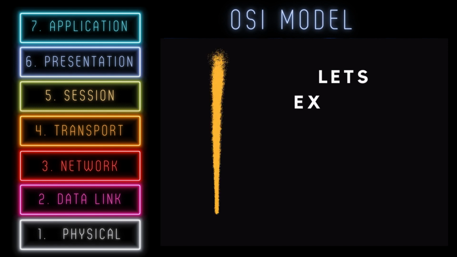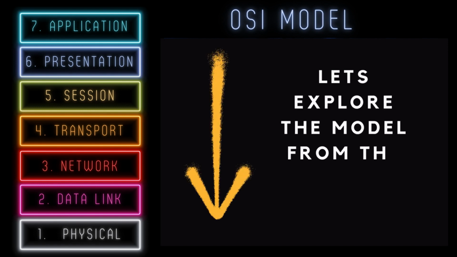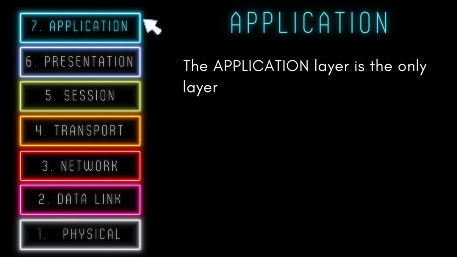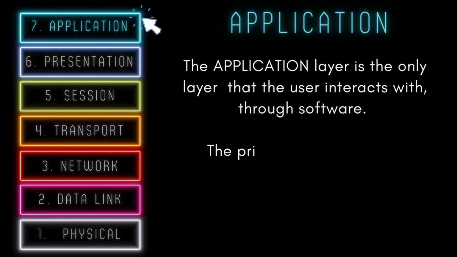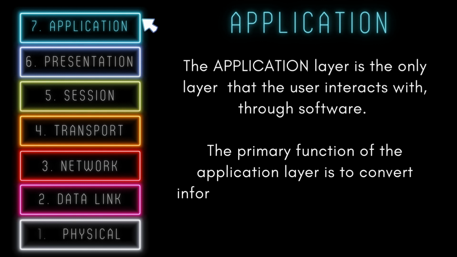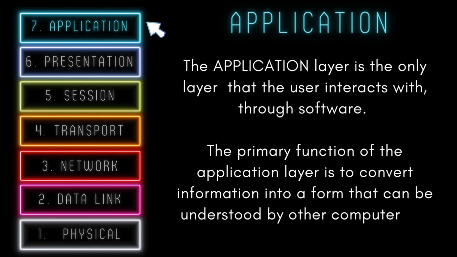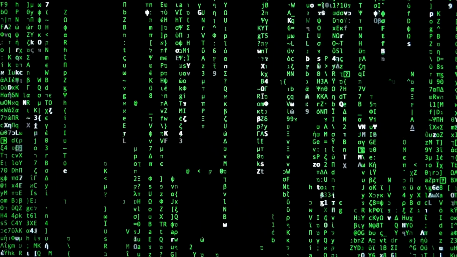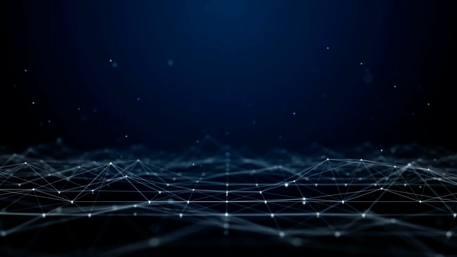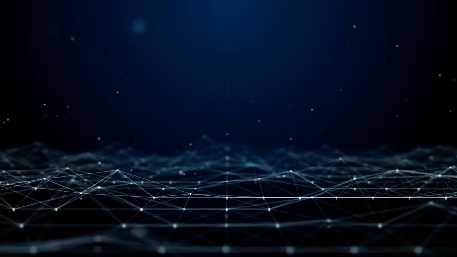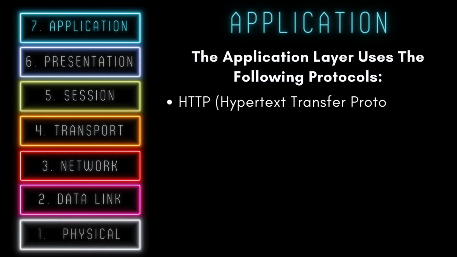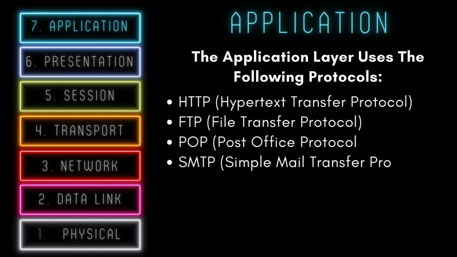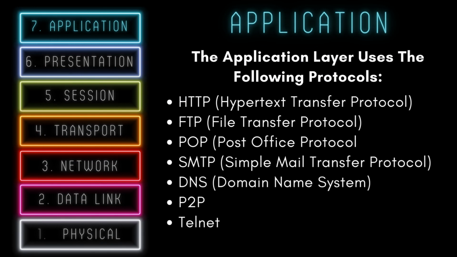Let's explore the OSI model from the top down. Application layer is the only layer that the users interact with through software such as browsers. The primary function of the application layer is to convert information into a form that can be understood by other computers on the network. The application layer uses protocols such as HTTP, FTP, POP, SMTP, DNS, P2P, and Telnet.